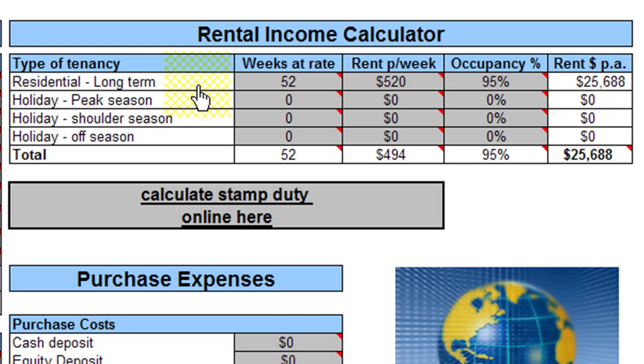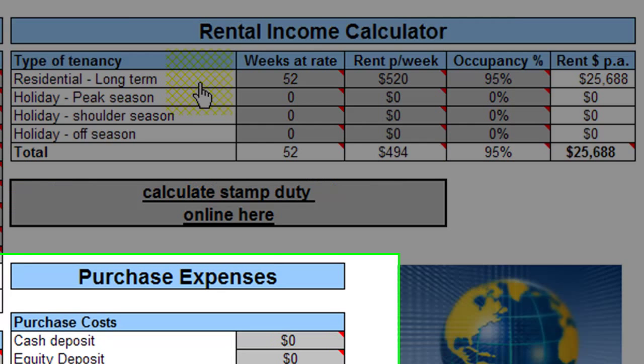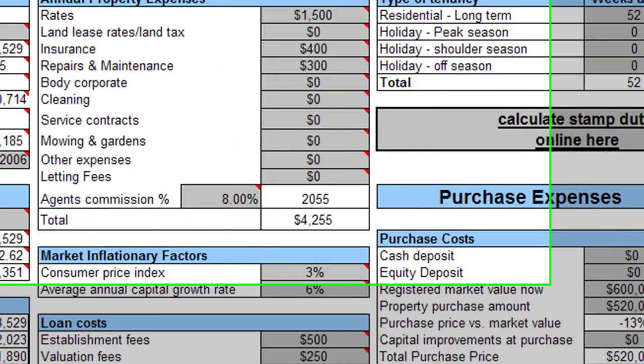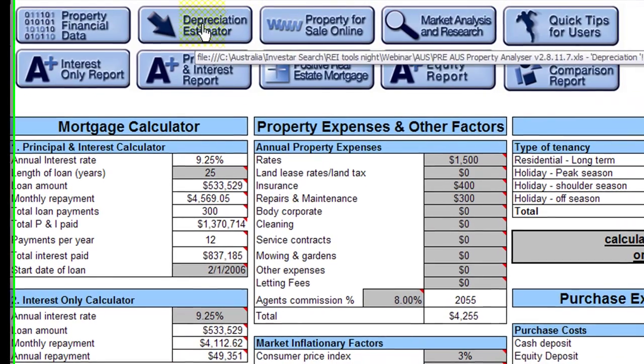We've got some details in here on the property's expected rent, so $260 a week each, or $520 for the pair. We've got some details down here around the purchase price, $520,000, the market value at purchase, which was $600,000, so the investor got it at a 13% discount below market. Some details around stamp duty, and pretty much we're set to go, other than some details around age of the property and depreciation. So let's go to the depreciation estimator.